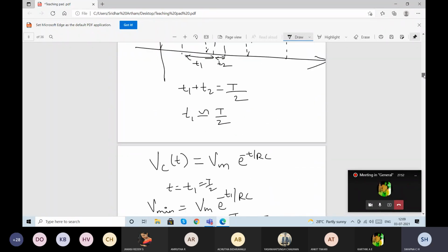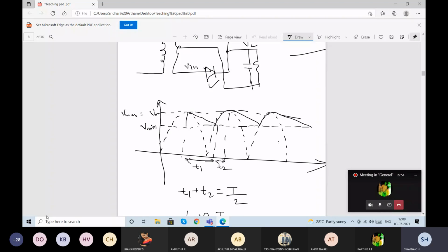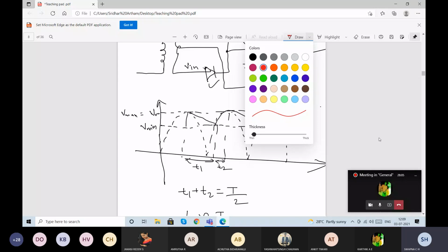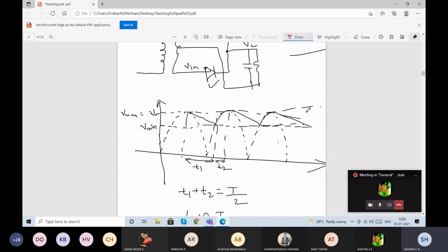Okay, so we are calculating V minimum and V maximum values only to calculate VR peak to peak. From this point to this point is nothing but VR peak to peak. Let me take a different colored pen. So from here to here is nothing but VR peak to peak. If I want to find out this VR peak to peak voltage, this is my V maximum value, and from the ground point to this point is nothing but V minimum value.